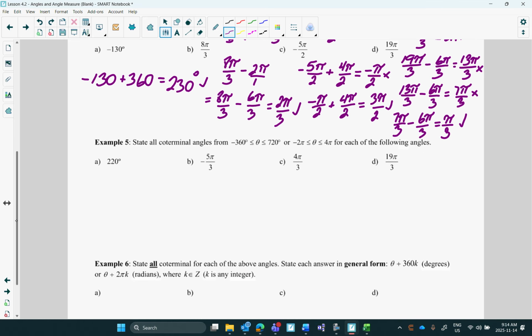This next one is very similar, but the intervals are different. In degrees, as long as it's between negative 360 degrees and positive 720, it's good. In radians, and these two are equivalent, okay? Negative 360 degrees is the same as negative 2 pi. 720 is 2 360s, or 2 2 pi's, which is 4 pi.